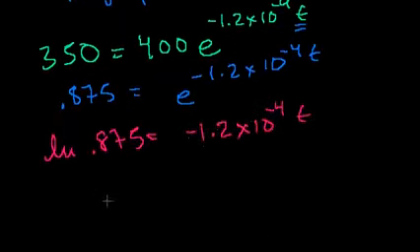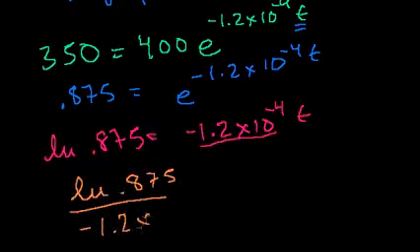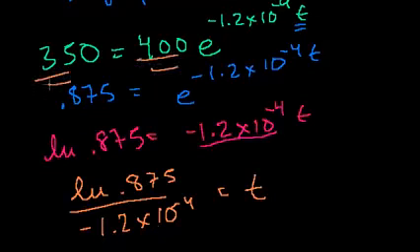And so t is equal to this divided by 1.2 times 10 to the minus 4. So the natural log of 0.875 divided by minus 1.2 times 10 to the minus 4 is equal to the amount of time it would take us to get from 400 grams to 350.